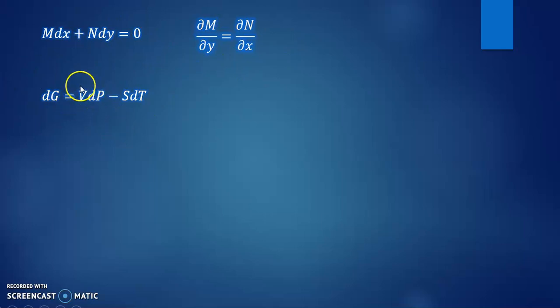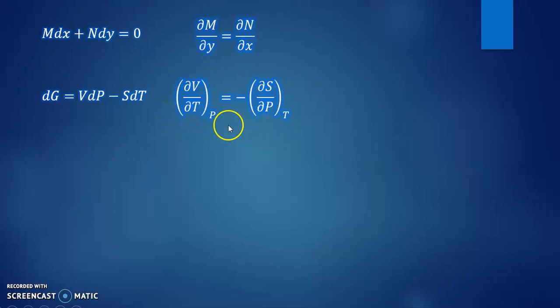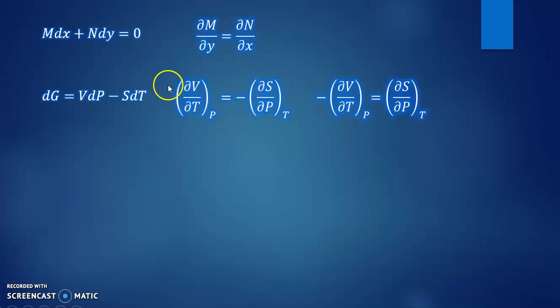If that is true, we must apply this theorem for this differential equation. So that means that the partial derivative of the volume with respect to T must be equal to minus the partial derivative of S with respect to P. That is the expression that I have in here. Or we can change this negative sign to the other side, multiplying both sides by -1. We'll get this other expression.